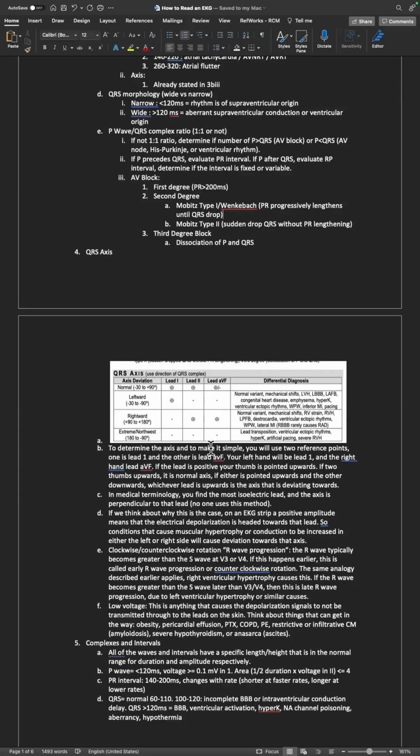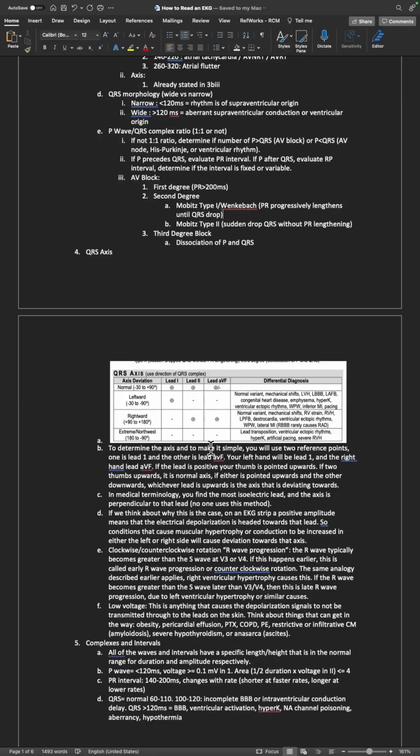So if we think about why this is the case, on an EKG strip, a positive amplitude means that the electrical depolarization is headed towards that lead. So conditions that cause the chamber to be enlarged or have muscular hypertrophy, then the conduction will be increased in that direction. And if this is either in the left or right side, it will cause deviation towards that axis.